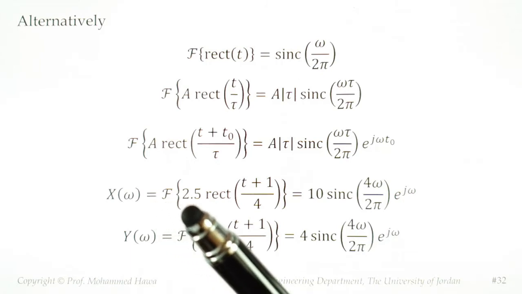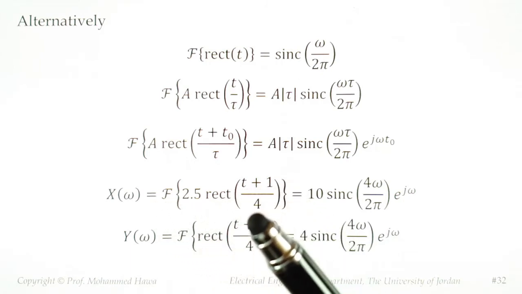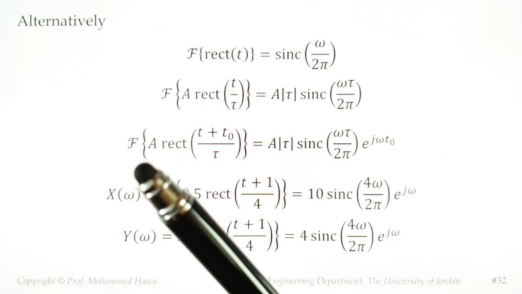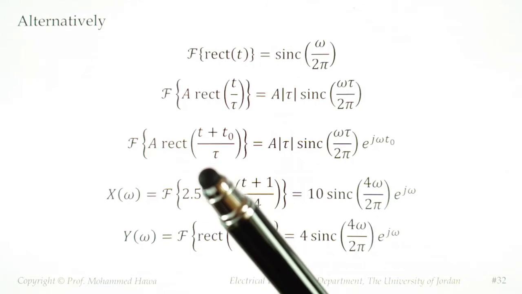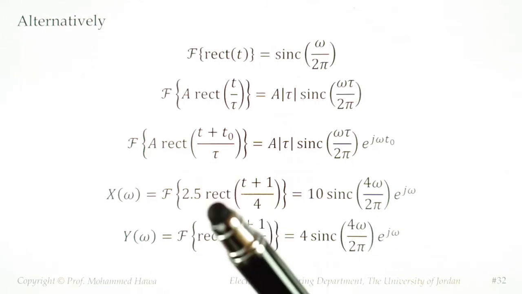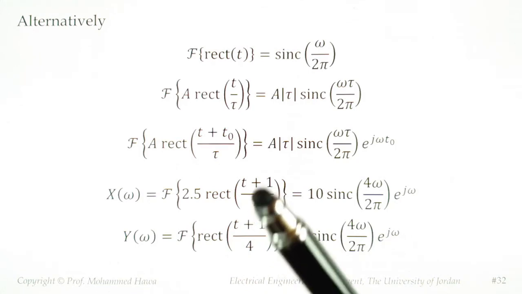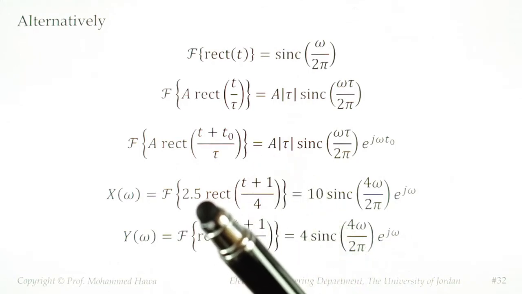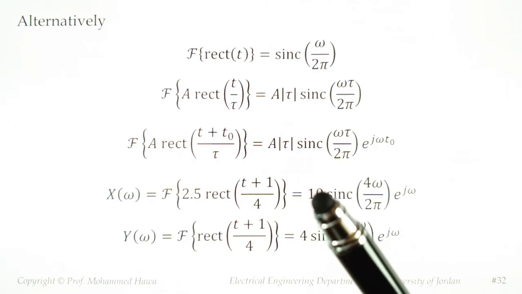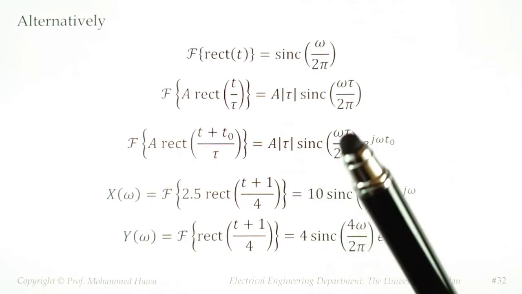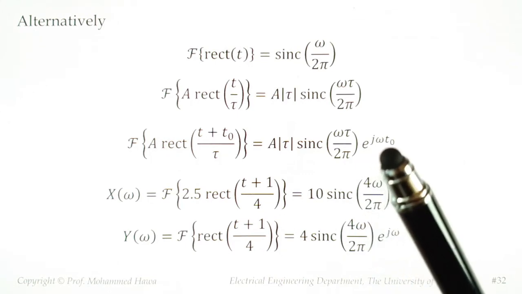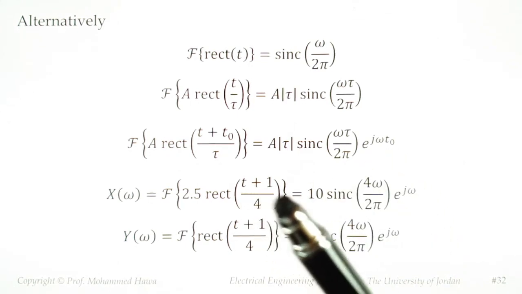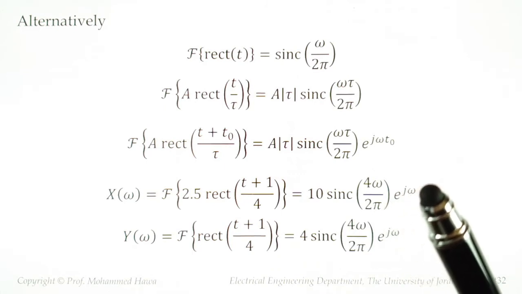Remember, the Fourier transform of 2.5 rect((t+1)/4) is the same as the Fourier transform of a rect((t+t0)/tau), which I can evaluate from Fourier transform properties. So the answer is a multiplied by tau, that's 2.5 multiplied by 4, you get 10, sinc(omega tau/2), multiplied by e to the j omega t0. The amount of t0 here is 1, so you get e to the j omega.